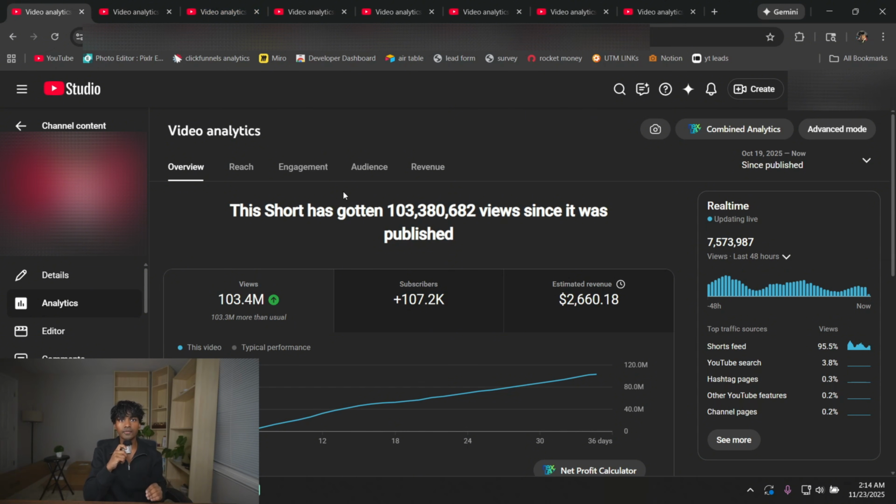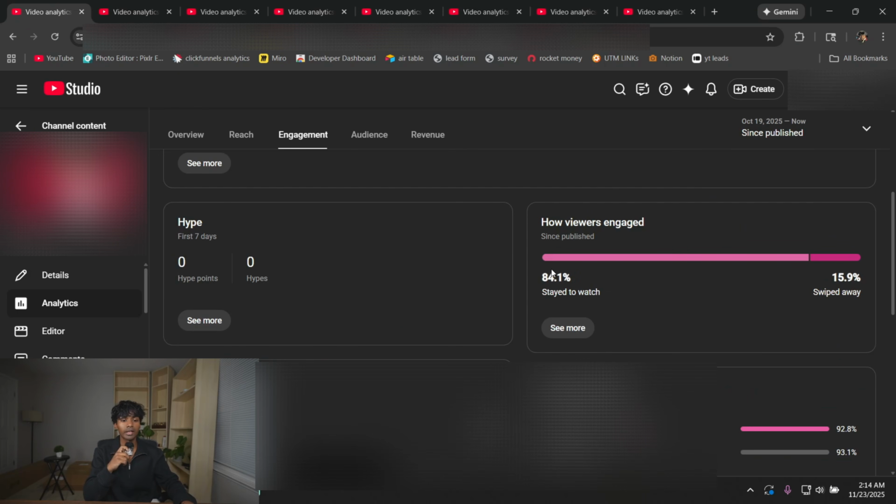So the very first thing you have to understand when you're trying to make a good hook for a YouTube short is the metric that actually measures how good your hook is. If you go to your video here and click on engagement, then scroll down, you're going to see this right here that says how viewers engage, with a stayed to watched ratio and a swipe away ratio. This is a very important metric to look at. Make sure you go to your own YouTube analytics and do this along with the video so you can see this for yourself as we're going through this.